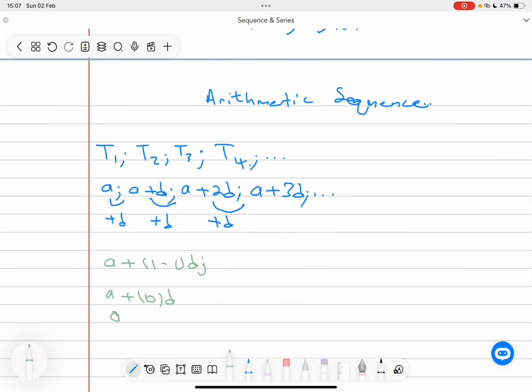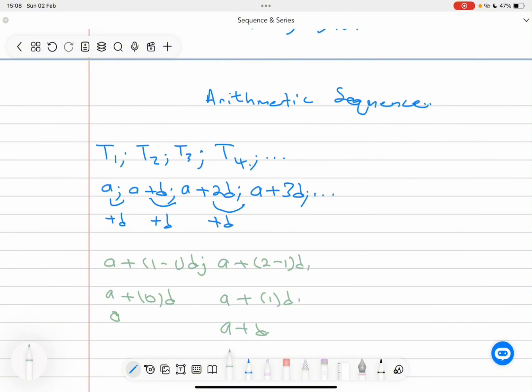If we look at the second term, I can rewrite this as A plus 2 minus 1 times D, because I can see that this would simplify into A plus 1 times D, because remember 2 minus 1 is just 1. When you look at this, it gives me the second term, A plus D. I get A plus D, because 1 times D is just D.